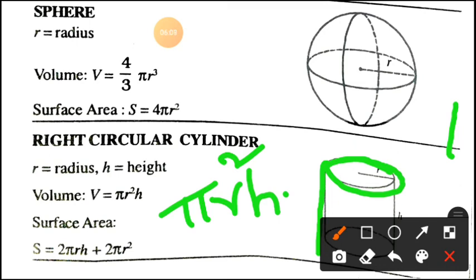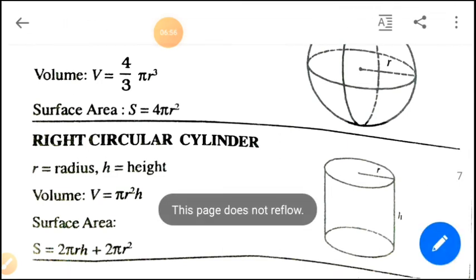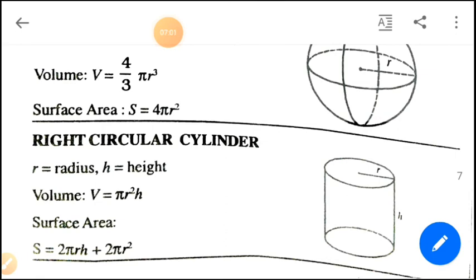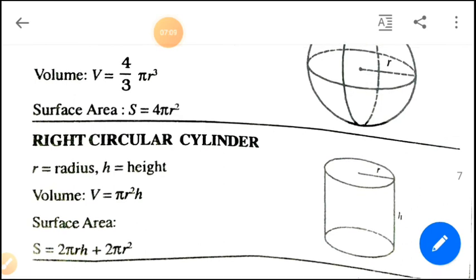Similarly, it has two circles. This top has one circle and this has one circle. The area of the two circles is 2 pi r square and the curved surface area is 2 pi r h.